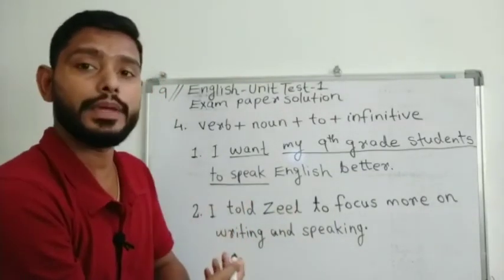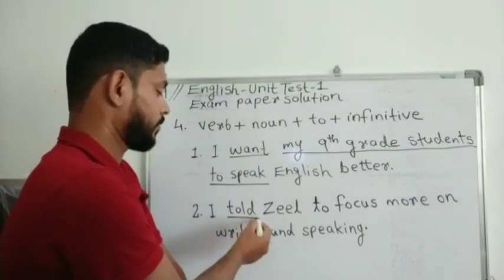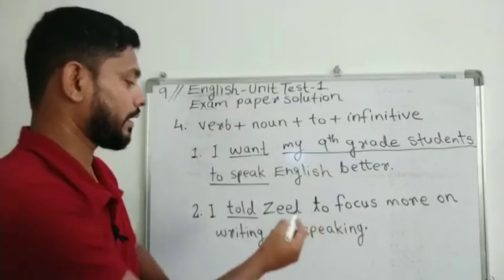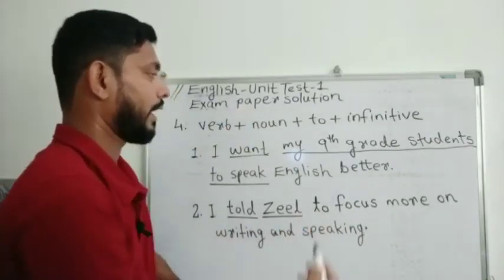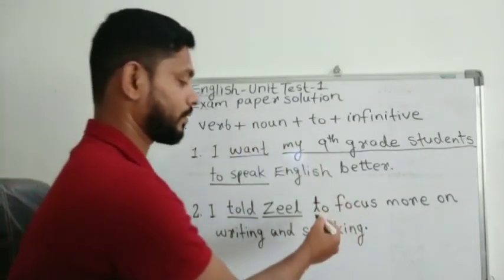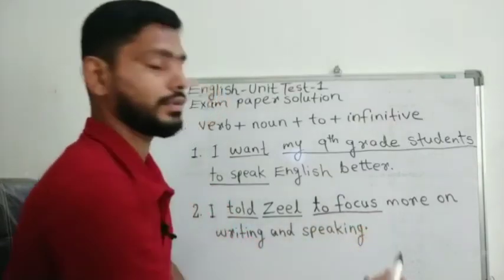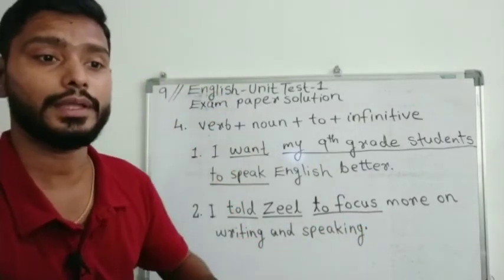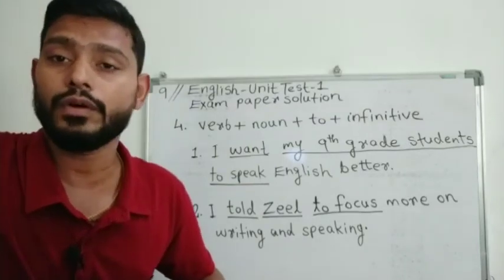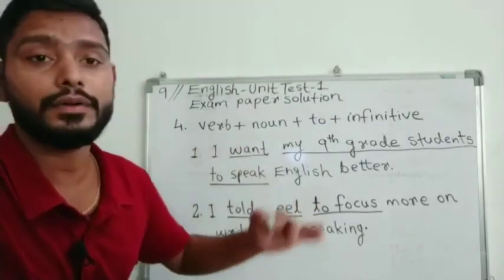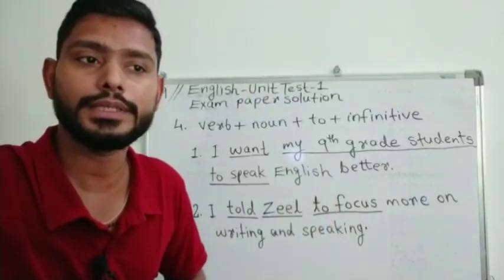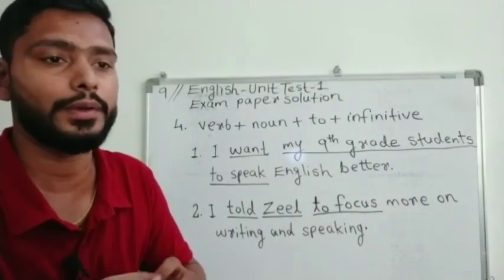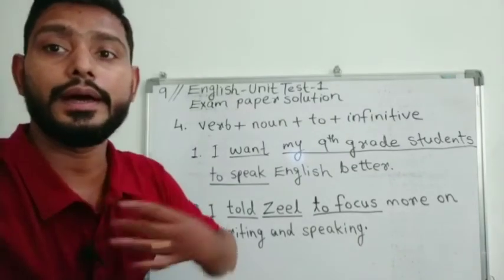And what is the verb here, my dear students? Told. And verb is told, and what is the noun here? Seal. And infinitive is to focus. Something very simple. Again, told is tell, told, and ask, want. These are some of the verbs that follow this common structure of this sentence. Okay, so hope it is very, very clear to you all. Okay, just copy down to your solution notebook.